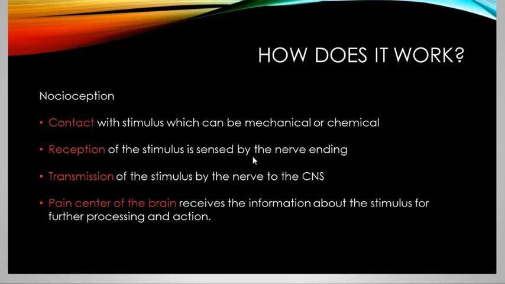So as we move forward, how does nociception work? First, there's a contact. We feel something. There's a stimulus, and it can be mechanical or it can be chemical. And there's a receptor that receives this stimulus, typically that nerve ending. And then there is transmission along the nerve to the central nervous system where the brain processes the information that it receives. So let's go through and talk about these points in a little more detail.